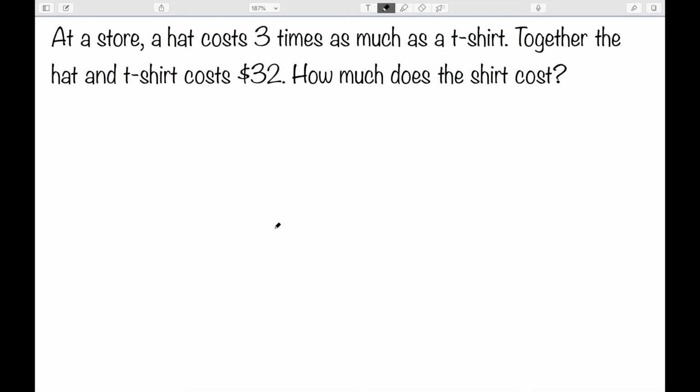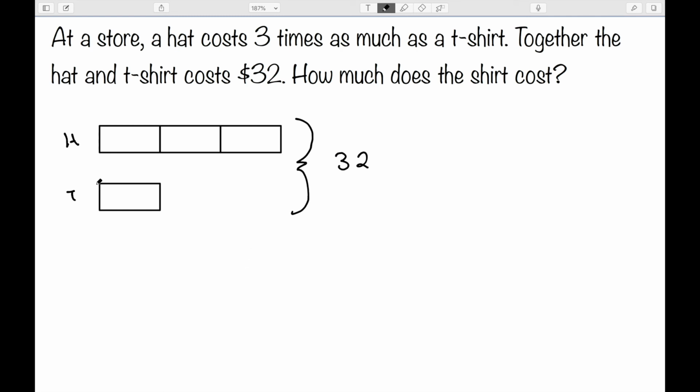Next, at a store, a hat costs 3 times as much as a t-shirt. Together, the hat and t-shirt cost $32. How much does the shirt cost? Here I have my basic diagram. H represents hat, T represents t-shirt. We know the hat costs 3 times as much, so there should be 3 pieces for the hat for the 1 for the t-shirt. And together this is 32.